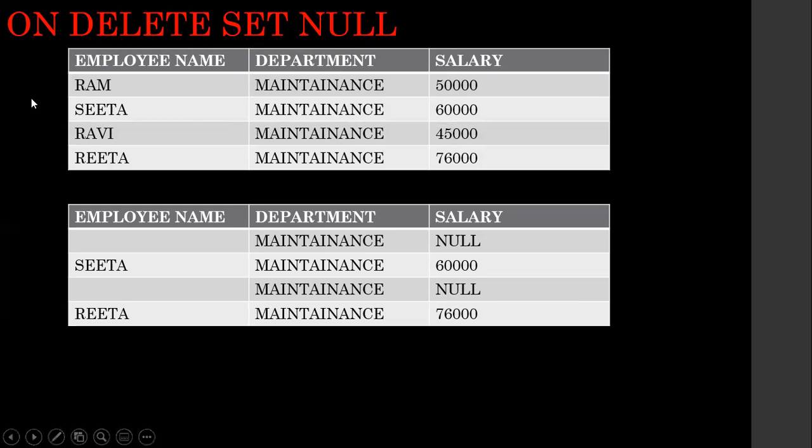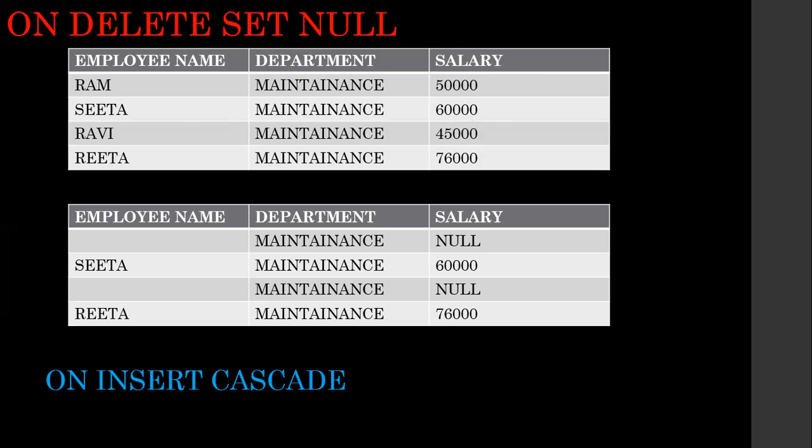So how to specify that? We can write this as on delete set null. On delete means whenever the employee is deleted, set salary as null. So Ram is deleted, we need to set salary to null. Ravi deleted from the job, set the salary to null. In the same way, either we can give a null value or the complete row can be deleted.